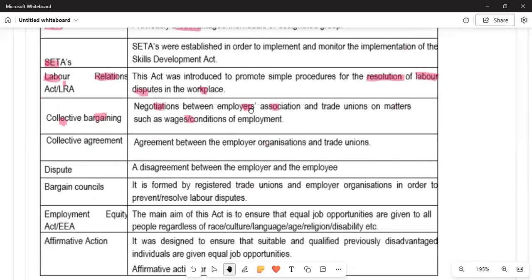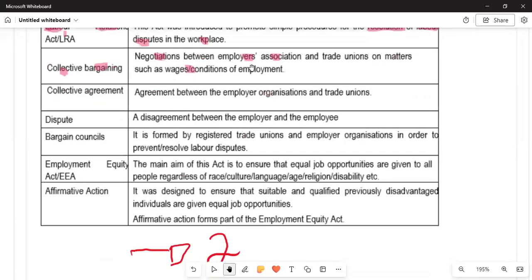Collective bargaining simply says negotiations between employers' associations and trade unions on matters such as wages and conditions of employment. Those parties meet and try to solve the problems that take place between the two parties, which are employers and employees. Like we have said, employees will be represented by trade unions and employers will be represented by the employers' associations.